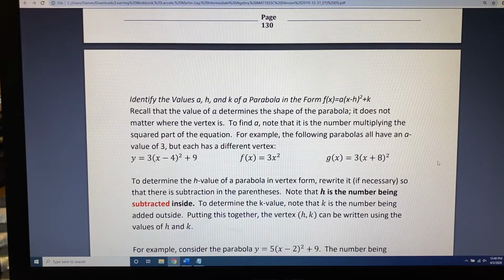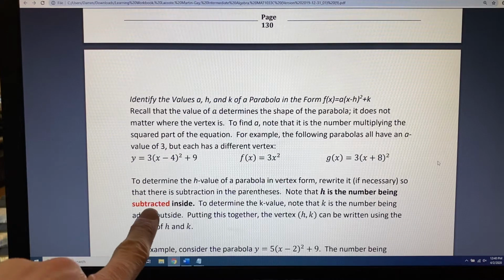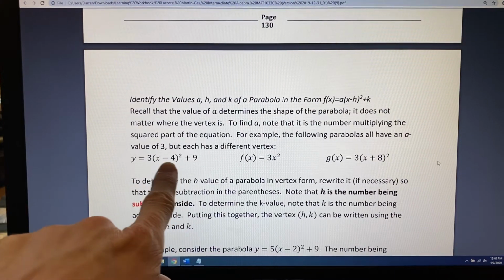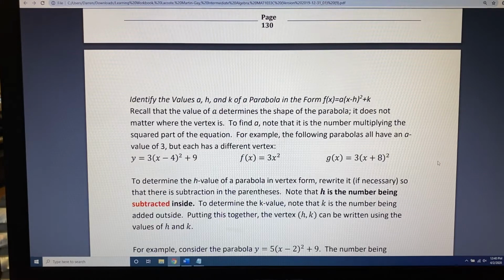To determine the h value of a parabola in vertex form, rewrite it if necessary so that there is subtraction in the parentheses. Note that h is the number being subtracted inside. Now, you might have noticed that this is in bold text in the learning workbook, and the word subtracted is even in red. So we want to pay special attention to this fact. It's worth repeating: h is the number inside the parentheses being subtracted.